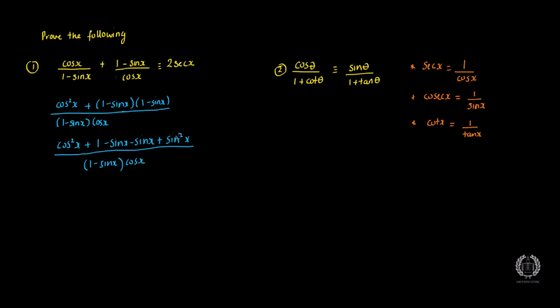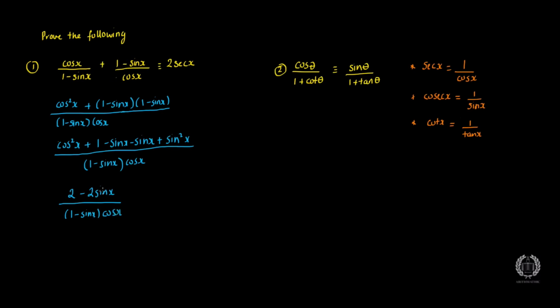Now, what is cos squared x plus sine squared x? This is from year 1 of A-level maths, which is basically 1. Cos squared x plus sine squared x identity gives us 1. So we're left with 1, and then plus 1 gives us 2, and then minus sin x is minus 2 sin x, over 1 minus sin x cos x, so we keep that the same.